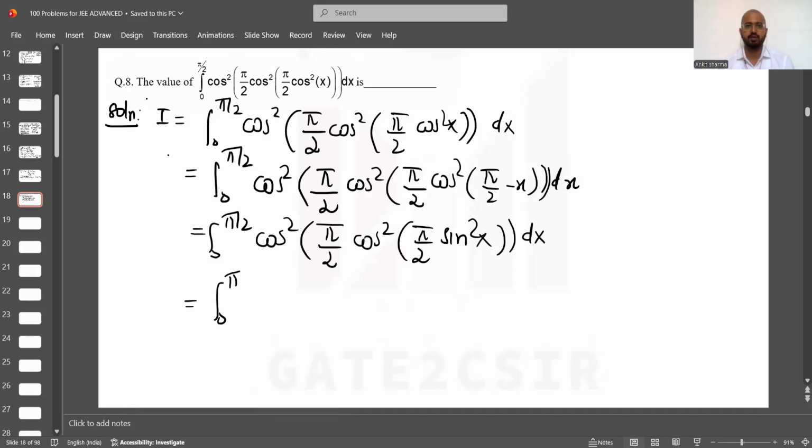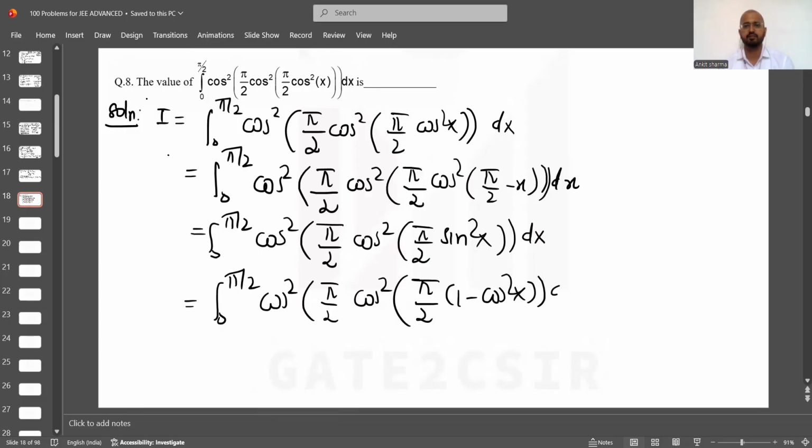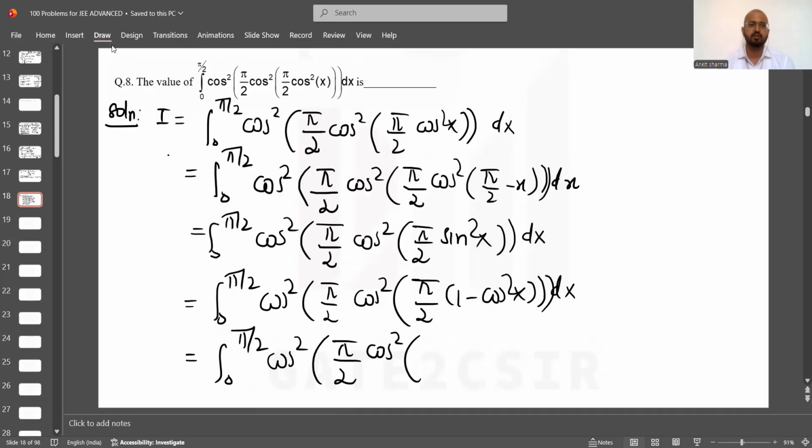Now 0 to pi by 2, then cos square of pi by 2, and then cos square of pi by 2. The sine square I'll write down as 1 minus cos square of x. So this would give me 0 to pi by 2 cos square of pi by 2, and then cos square of this is pi by 2 minus pi by 2 cos square x, which is cos square of 90 minus theta, can be written as sine square. So I'll be writing here sine square of pi by 2 cos square x.